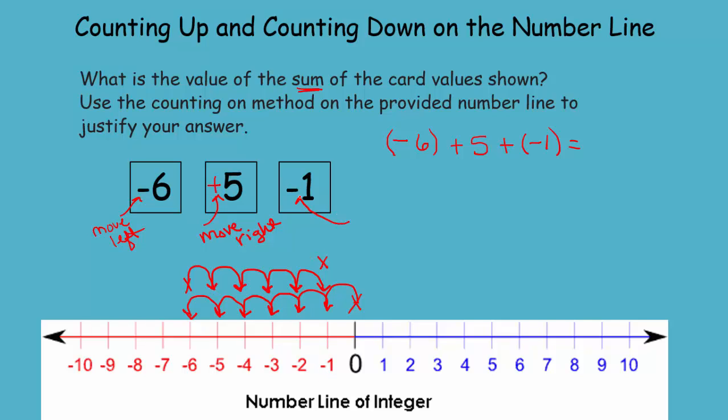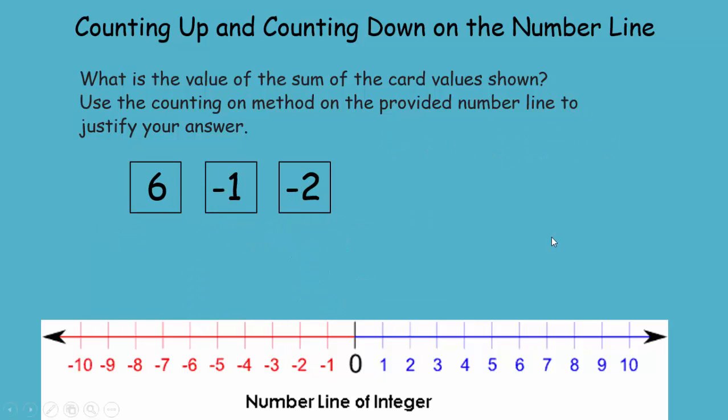And now if we're going to add a negative 1 to that, negative means move left. We'll move left 1 unit. So if now I take this and I move left 1 unit, where have I actually ended up? I've actually ended up at a negative 2. So the sum of those numbers turns out to be a negative 2.